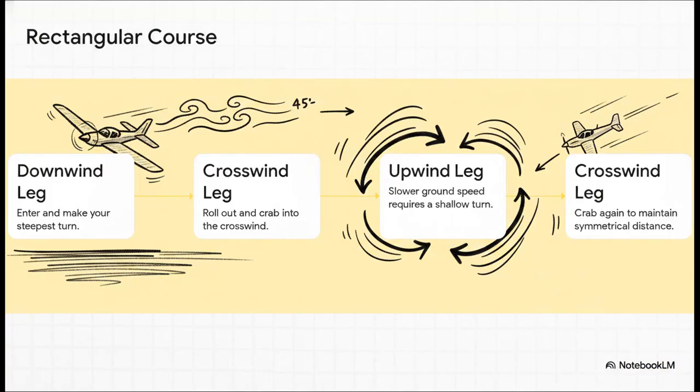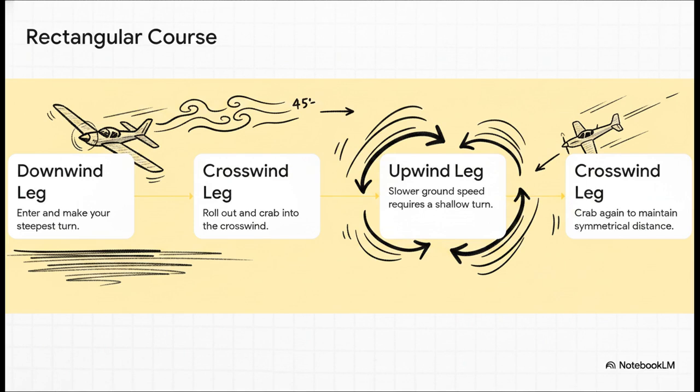The classic maneuver here is the rectangular course. We want to fly a perfect rectangle around a field, right? Well, we always enter on the downwind leg. Why? Because it forces us to establish our steepest, most critical turn right out of the gate. On that downwind leg, you are moving fast. The ground's a blur. You've got to think quickly and bank steeply, up to maybe 45 degrees.